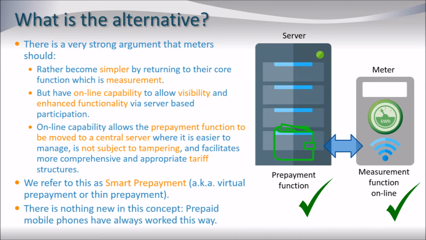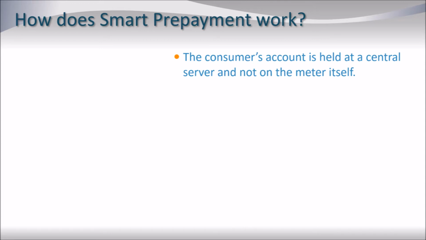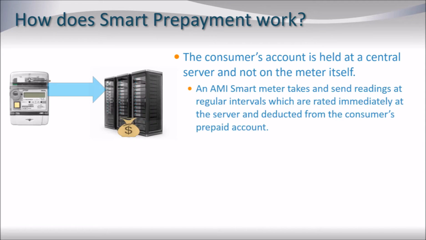There's nothing new in this concept, by the way. Prepaid mobile phones have always worked this way. So how does smart prepayment work? The consumer's account is held at a central server and not on the meter itself. An AMI smart meter takes and sends readings at regular intervals, which are rated immediately at the server and deducted from the consumer's prepaid account.